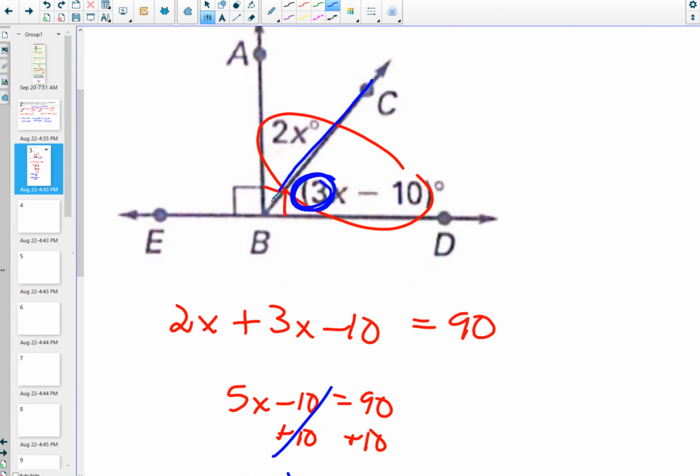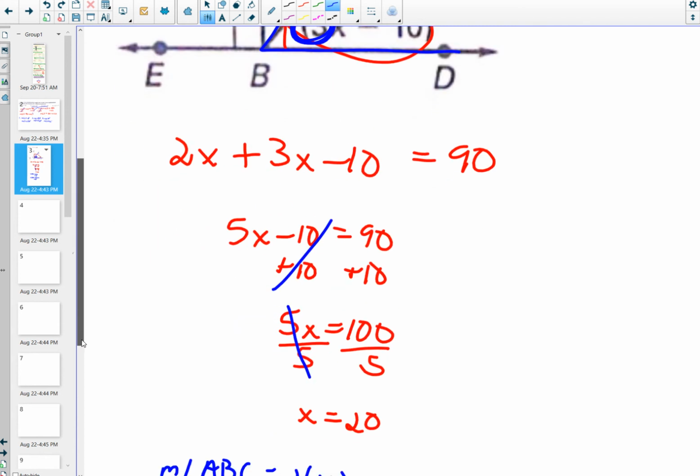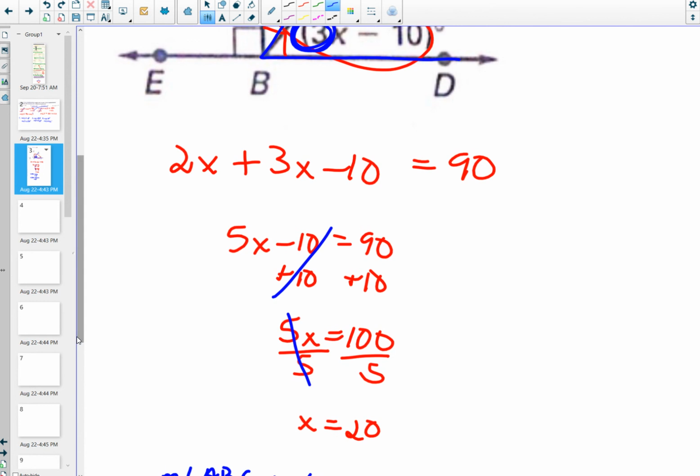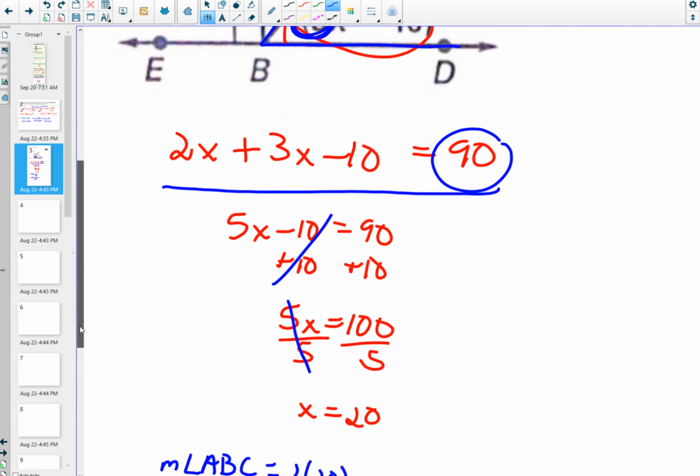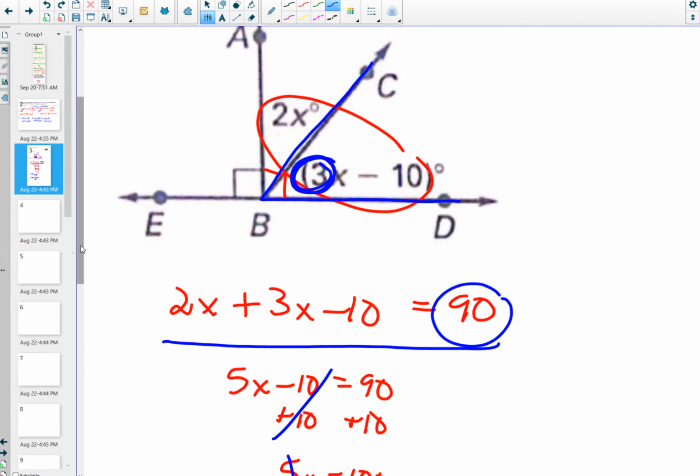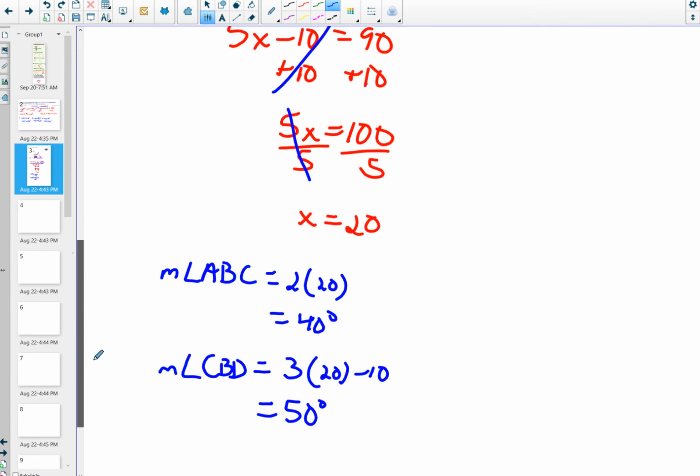They wanted me to find angle CBD. That's equivalent to 3x minus 10, but now I know what x is. I use this equation and the fact that they were complementary to find x, which was 20. ABC ended up being 2 times x, which was 2 times 20. This gave me 40.